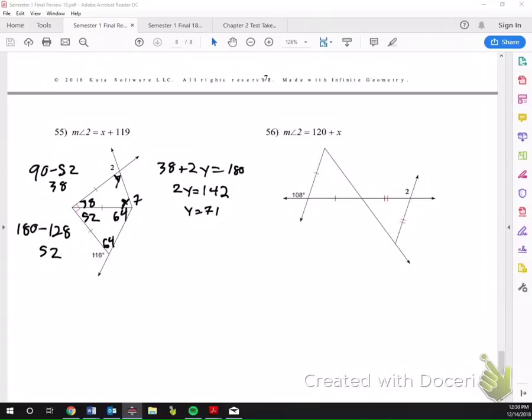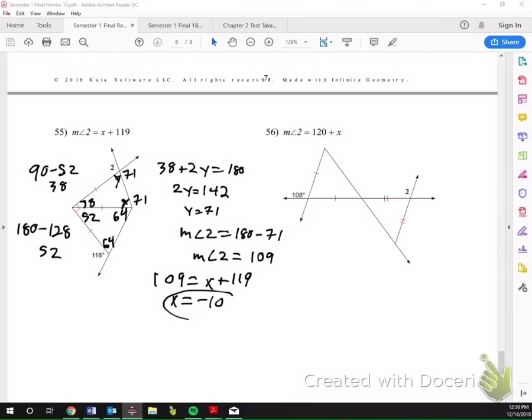So if I know that that's 71 degrees and that's 71 degrees, I know that angle 2 and that 71 degree angle are a linear pair, so I know the measure of angle 2 equals 180 minus 71, or 109. Plug that back into my top equation, and I get x equals negative 10.